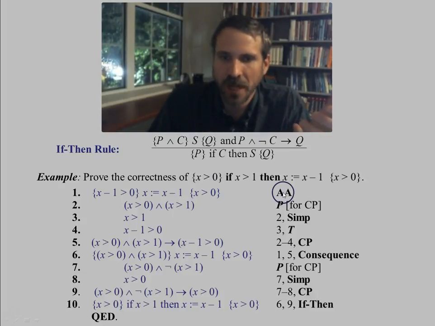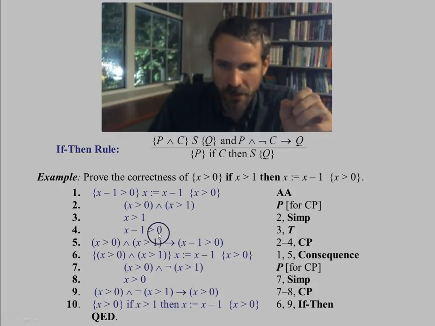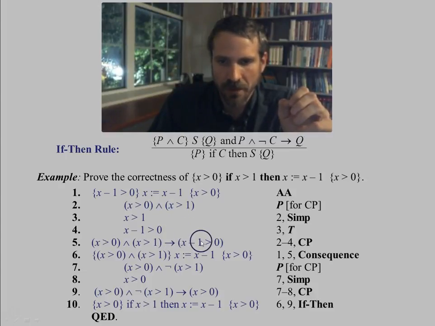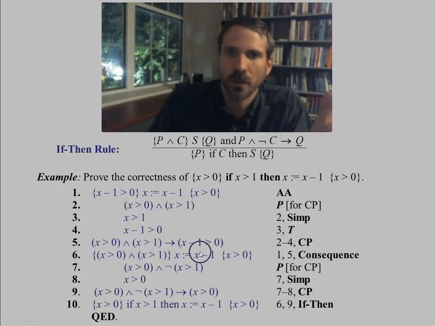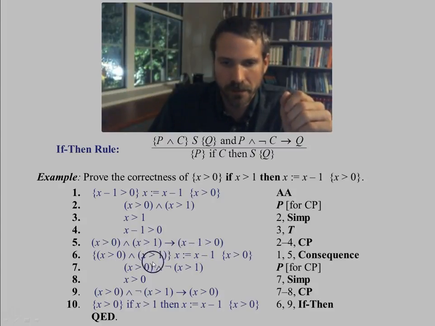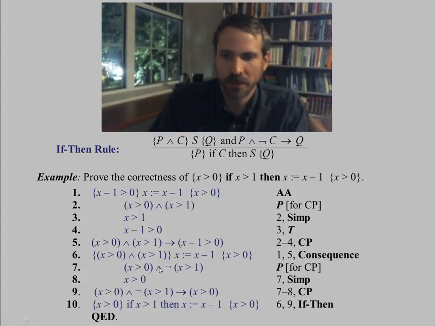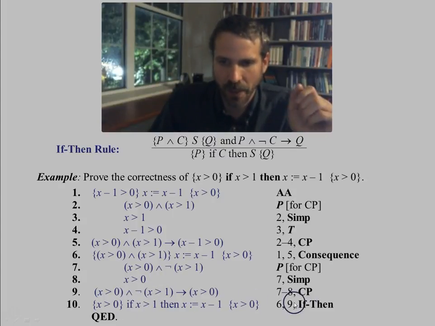So you start off with your assignment axiom, then you have to come into your CP proof in order to show this part, and then we can use the consequence rule and then run back into a second proof and use CP again, and then finally we apply our if-then rule because we've set up here.